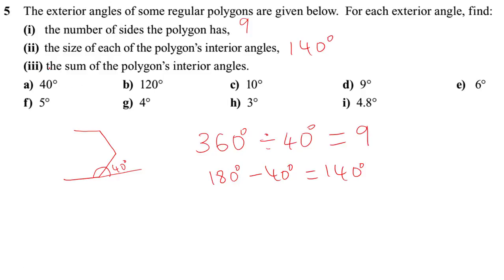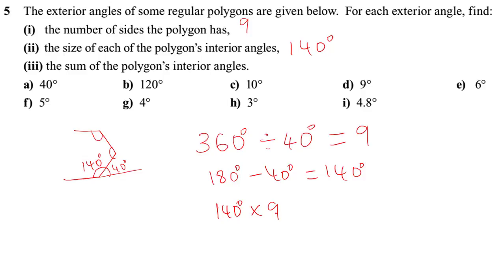And then part 3 says, find the sum of the polygon's interior angles, which means that this 140, if I add all of them that are inside, that's the sum of the interior angles. I've got 140 here, I've got 140 there, I've got 140 there, and so on. What will I get? Now, that's going to be 140 times by how many angles there are, and there are 9, because I've got 9 sides, which means I've got 9 angles on the inside. So you just do 140 times by 9, and whatever the answer is would be what you need.